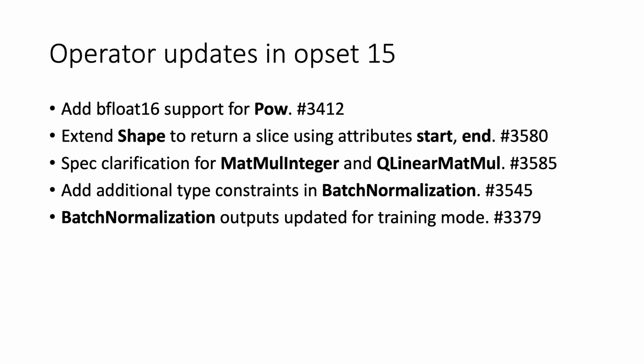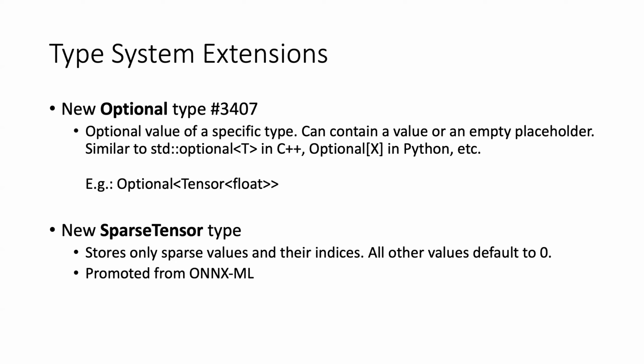There were a few clarifications related to operations and updates to batch normalization. Now, all of the numbers on the right represent pull requests where these changes were made. So you can review them if you want to by going to the appropriate pull request.